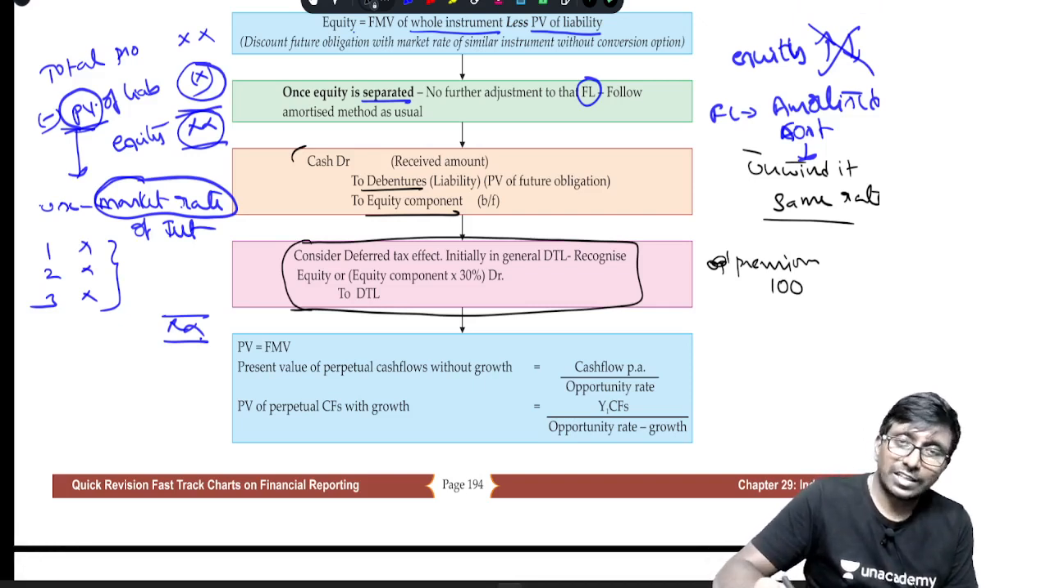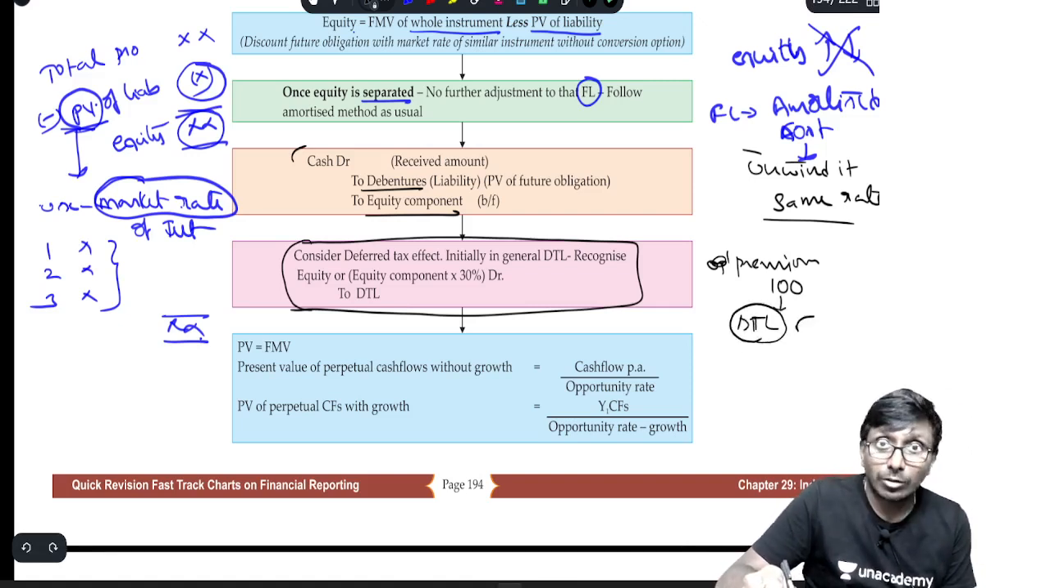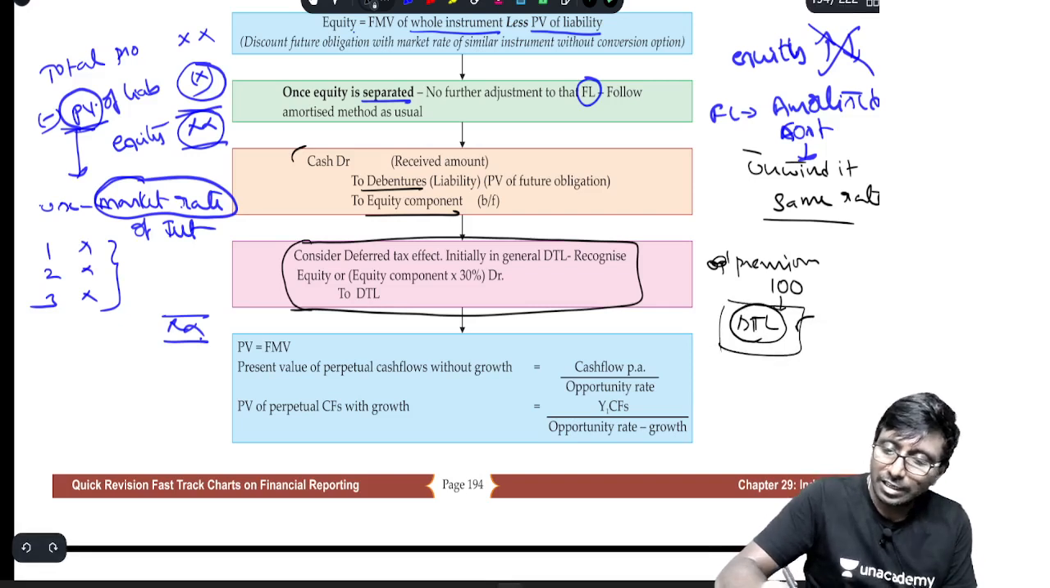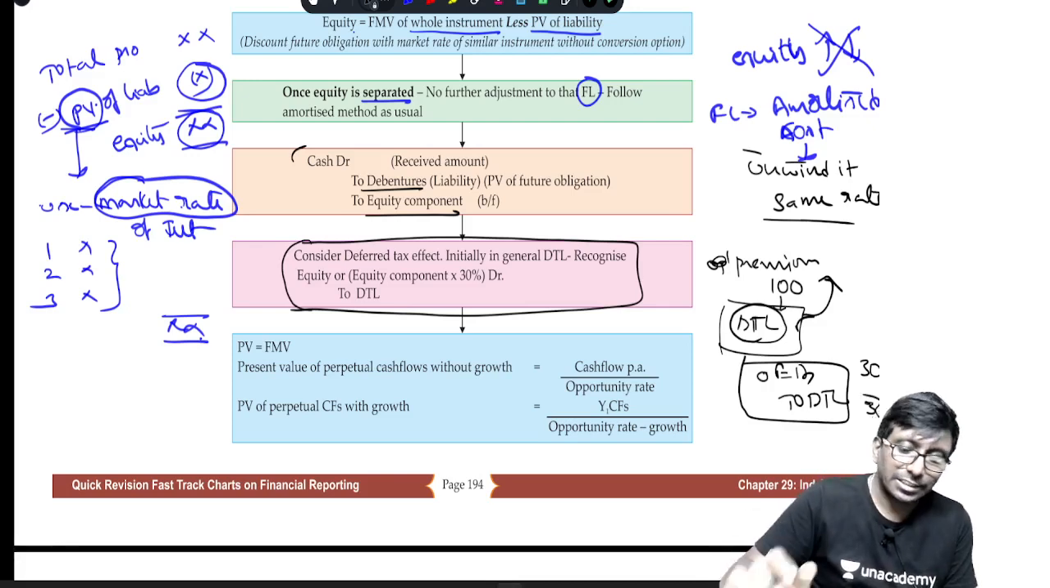Yes, the department will consider it as tax, but they don't take it right now. So that's why you will create a deferred tax liability on it, and it will be reduced from the other equity itself. We will recognize other equity account debit to deferred tax liability, one journal entry of 30 rupees, 100 into 30 percent.